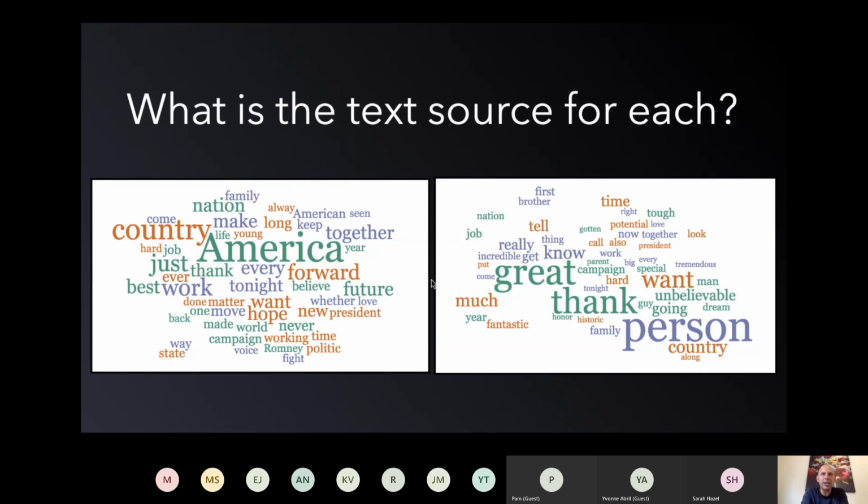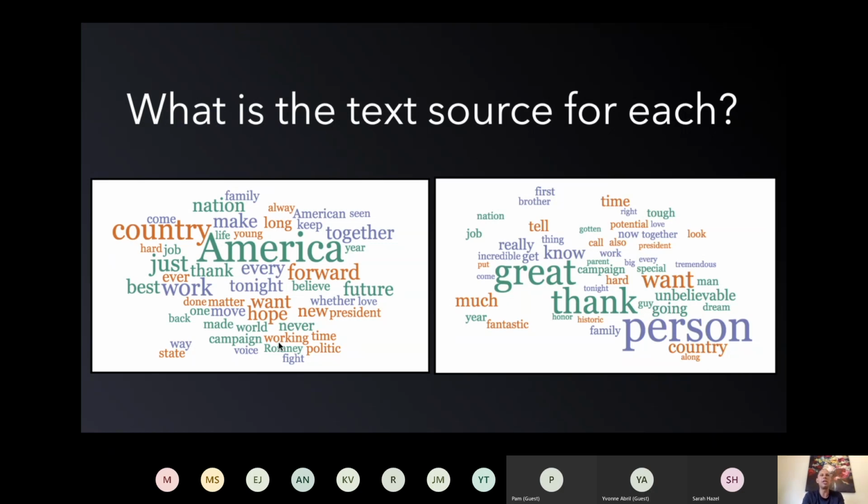So if you look really closely at the image on the left, you might see that word Romney right there at the bottom. And if you look really closely at the image on the right, you'll see things like president right there, or fantastic right there. So these are words we know on the right are said by Trump quite a bit, and on the left it's a little bit trickier, but we see that big hope right there. And we know that Obama was running against Romney.